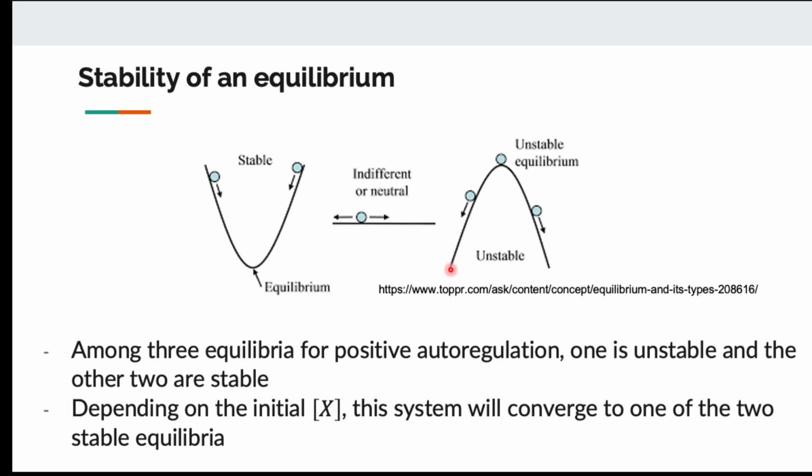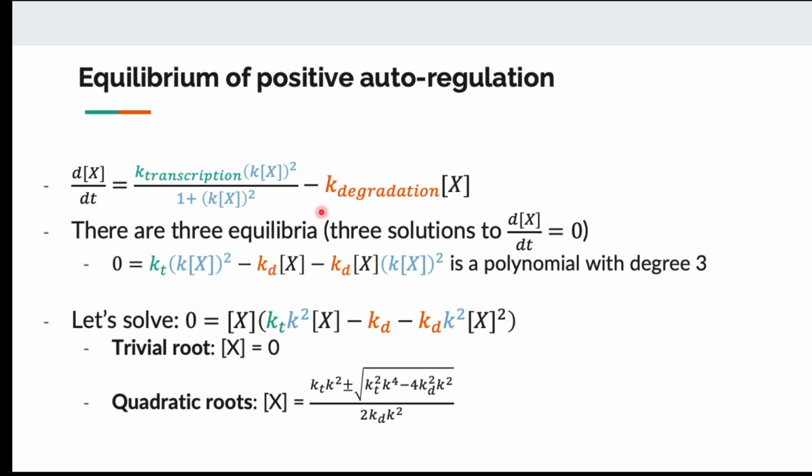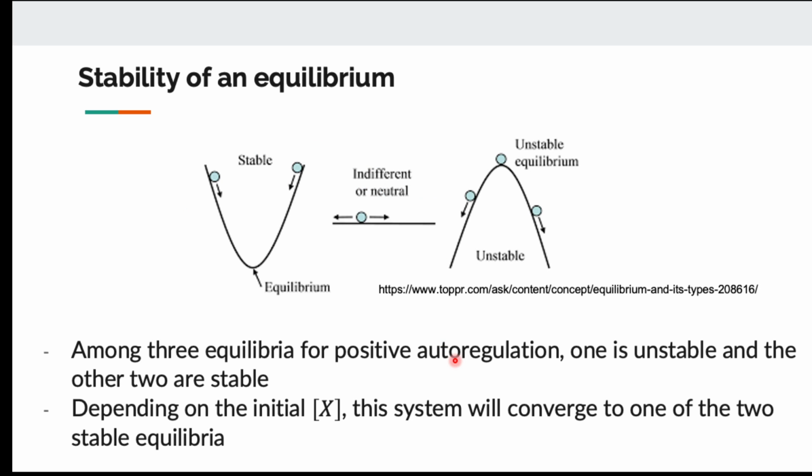But in the other case, if you have a concave graph, even though at the top here the rate of change is 0, it's unstable because if you produce even 1 more molecule, it will continue to increase. If you lose even one molecule, you will continue to lose more molecules. So for positive autoregulation, one of the three equilibria is unstable. So in practice, in real cells, you only see two equilibria.